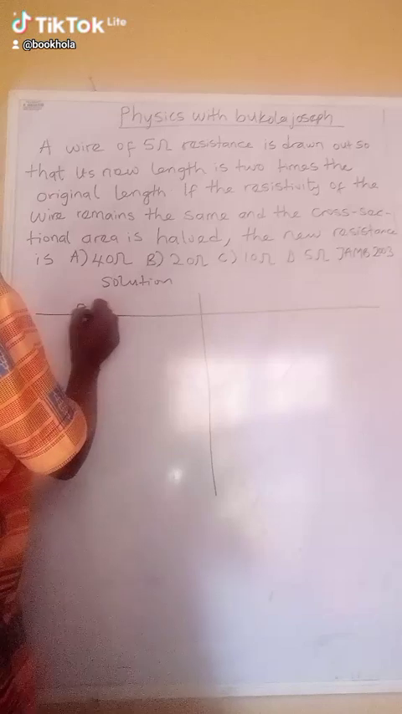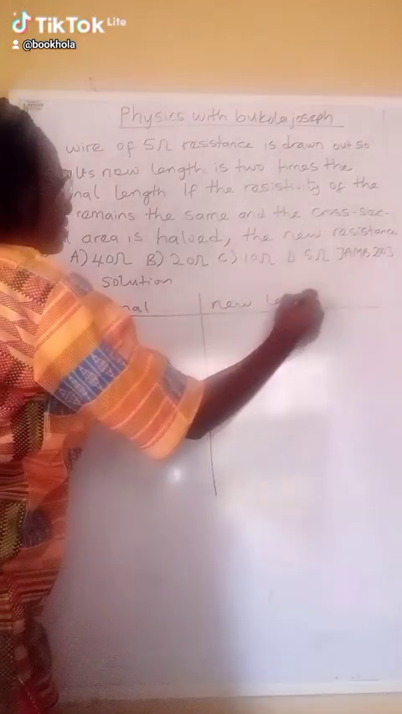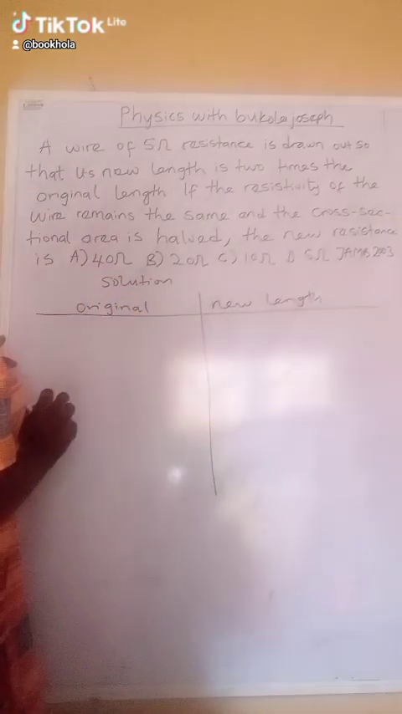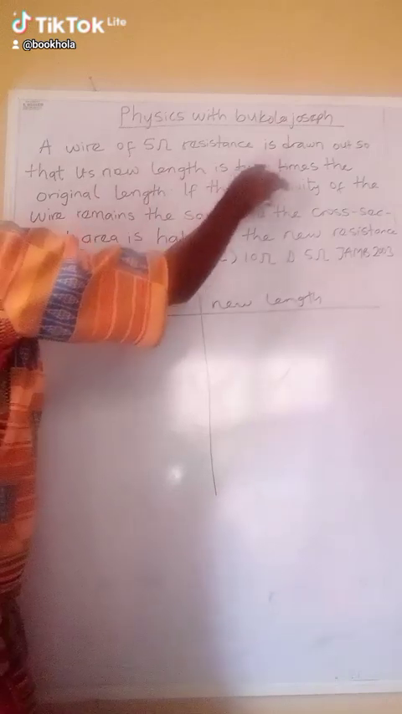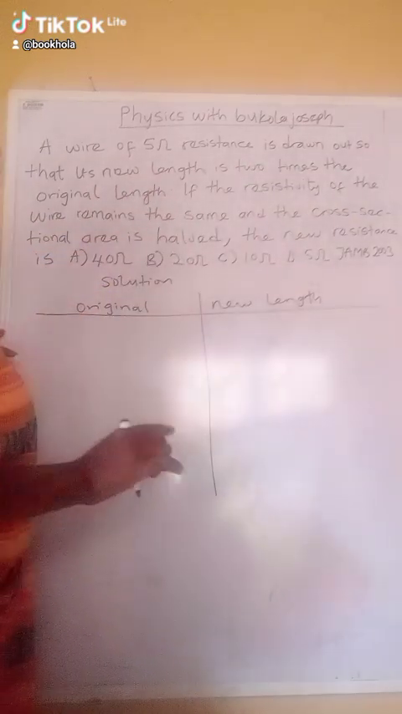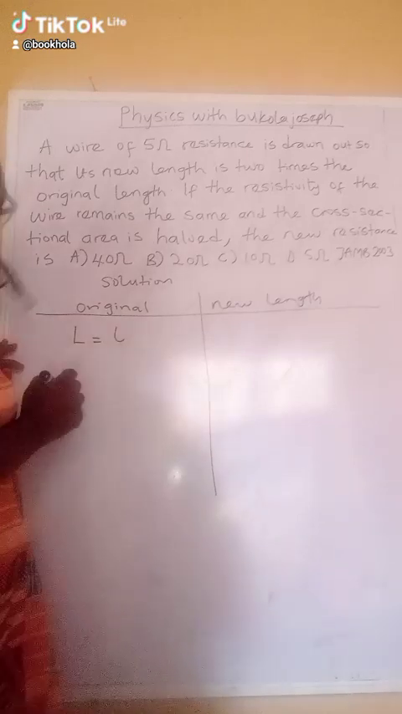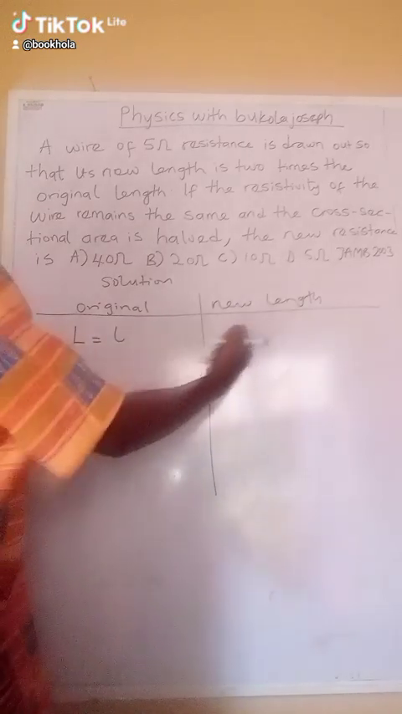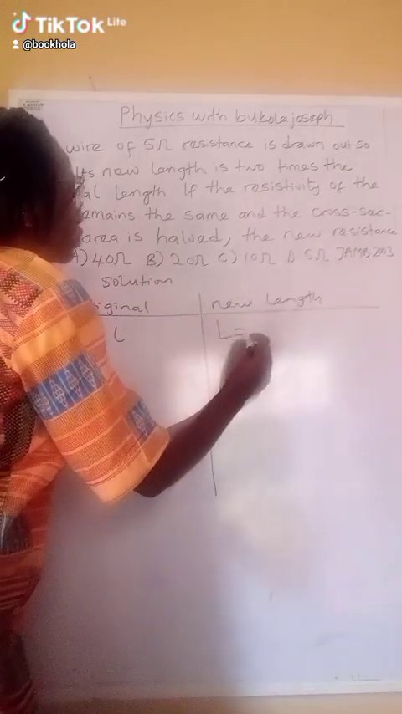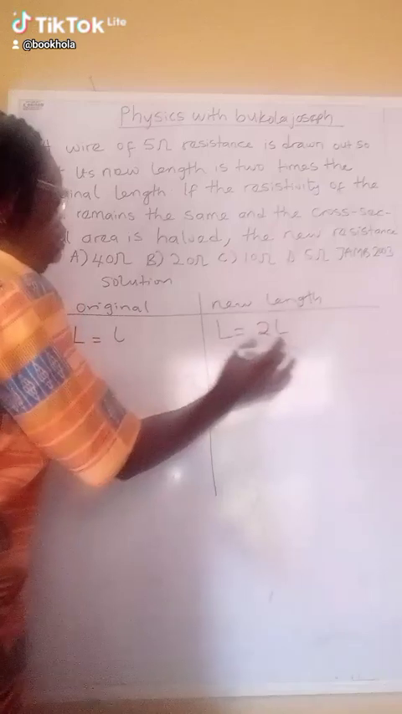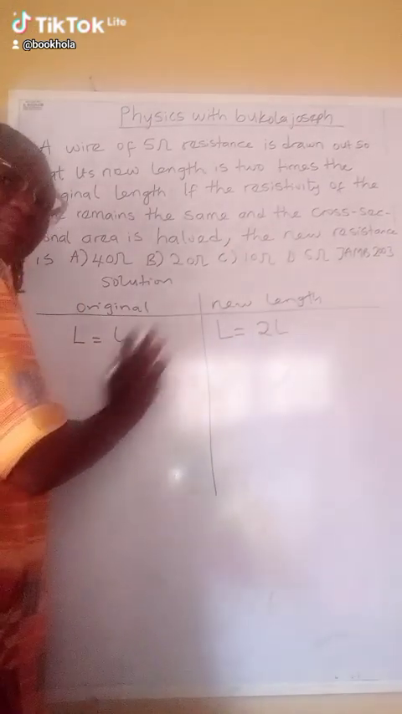So let's call this one original, then this one new length. It is drawn out so that its new length is 2 times the original length. So let's say the original length is L. If the original length is L and the new length is 2 times this one, then the new length is 2L, because it is 2 times the original length, and the original length we are saying let it be L.